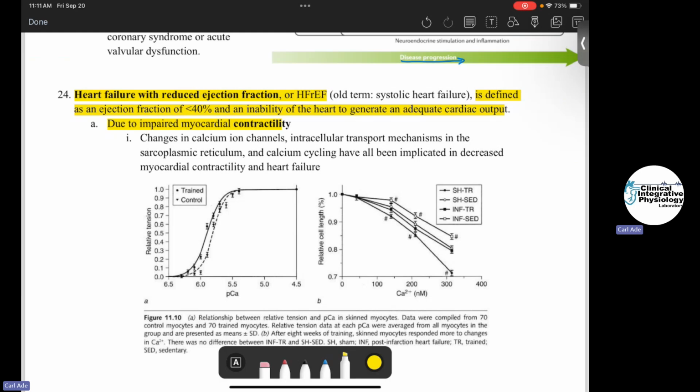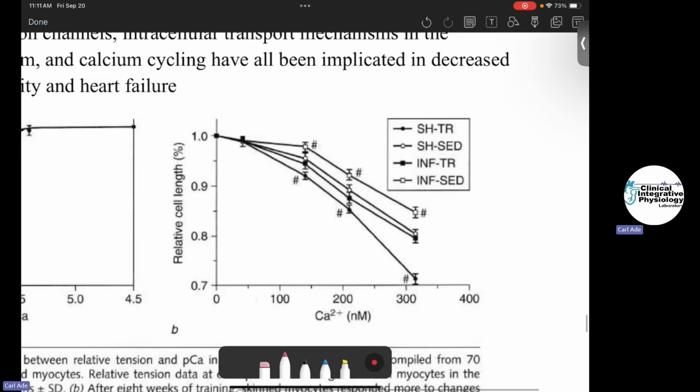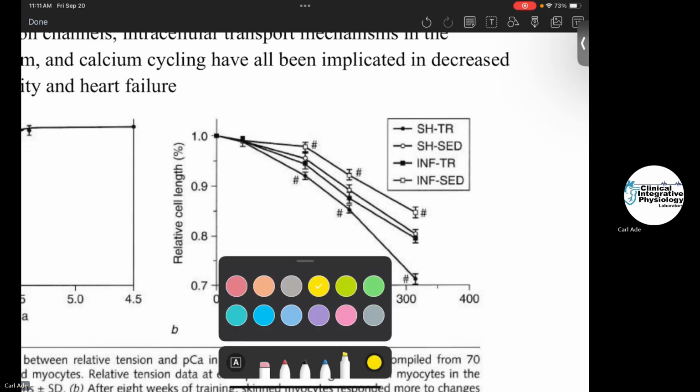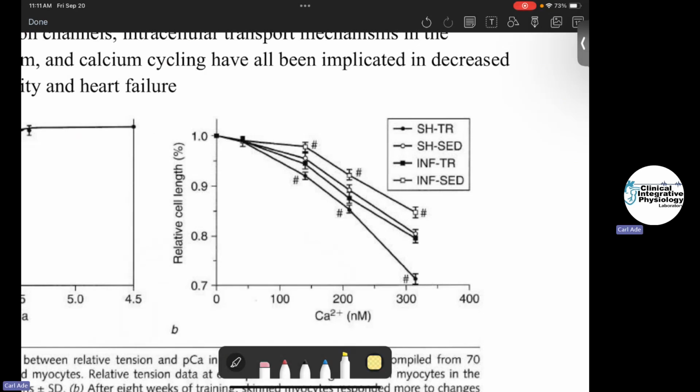that is a major driver of what's happening. And I love this figure because it highlights a few things. So let's start with this: this is infarct, so they had a heart attack and developed heart failure, and they're sedentary. Here's calcium, and here's cell length, so ability to shorten. And if we just draw a dotted line straight up here, note that the sedentary heart failure rat, for a given calcium, doesn't shorten very much.